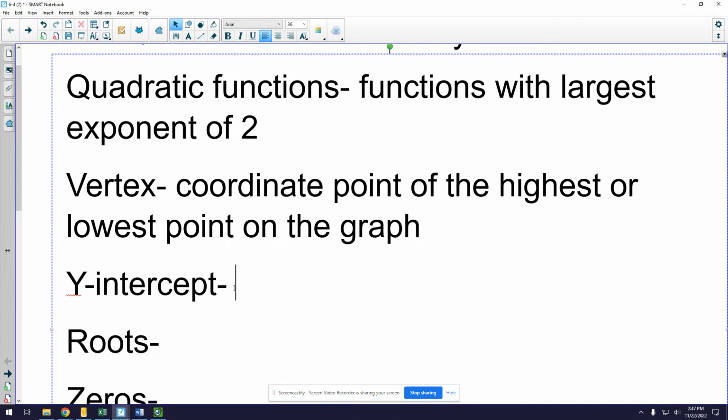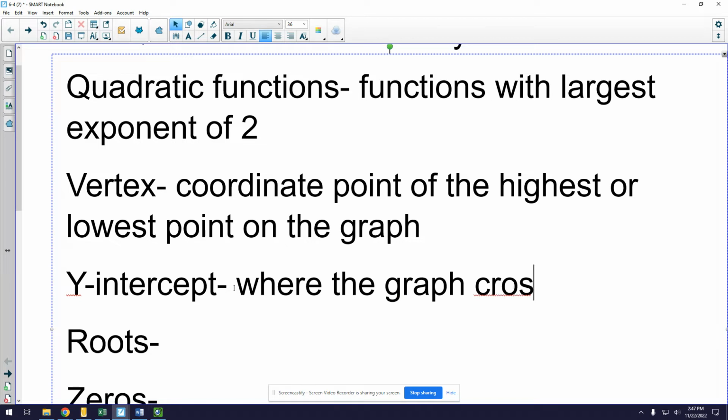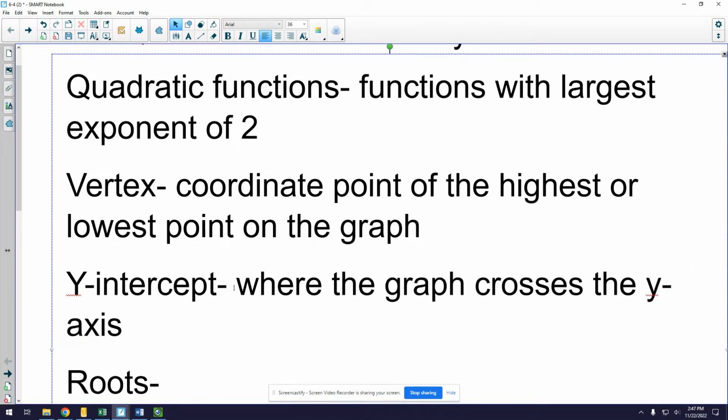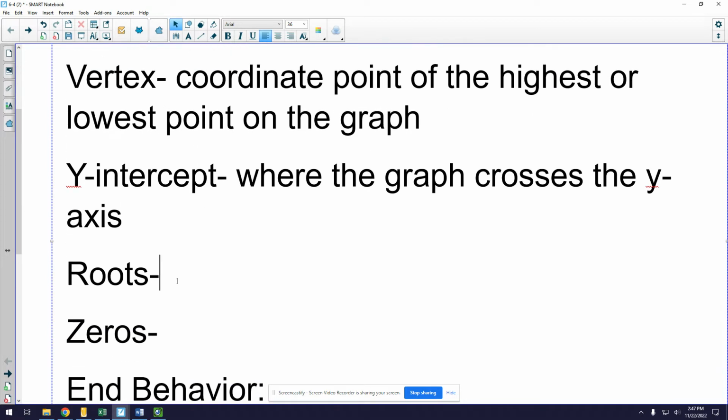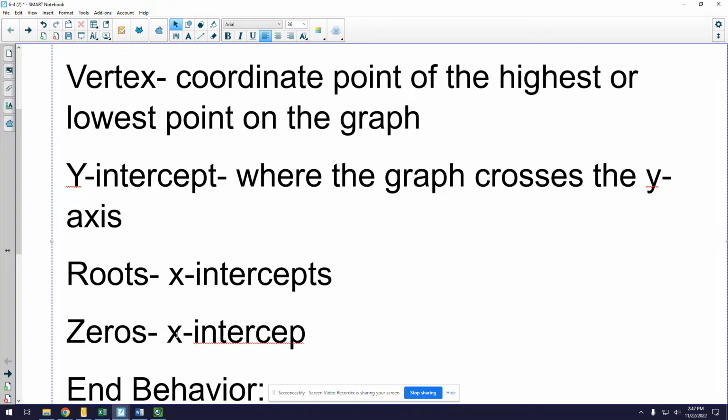Y-intercept. I know you know this one. Y-intercept, where it crosses the y-axis. Roots, x-intercepts. Zeros, x-intercepts. So if I ask you to find the roots or the zeros or the x-intercepts or the solutions, you're finding the same thing.